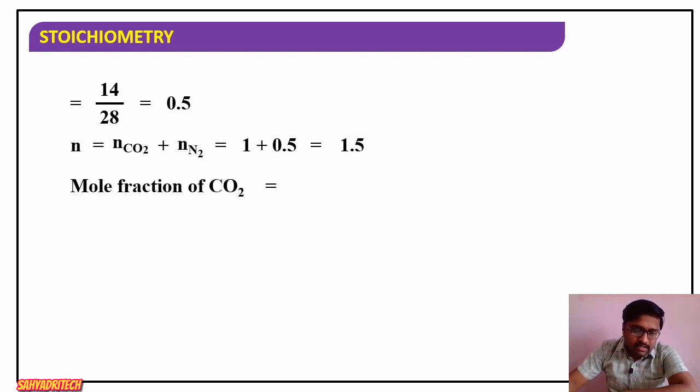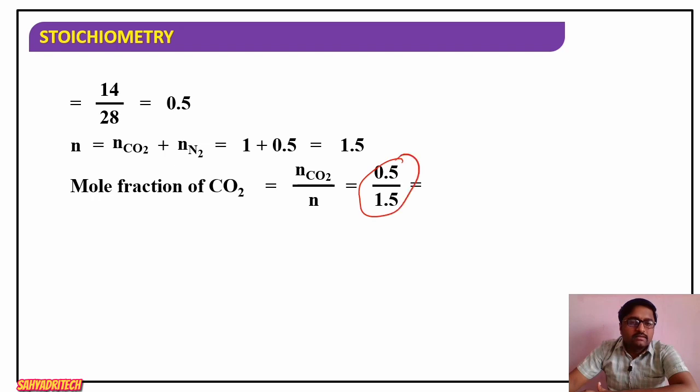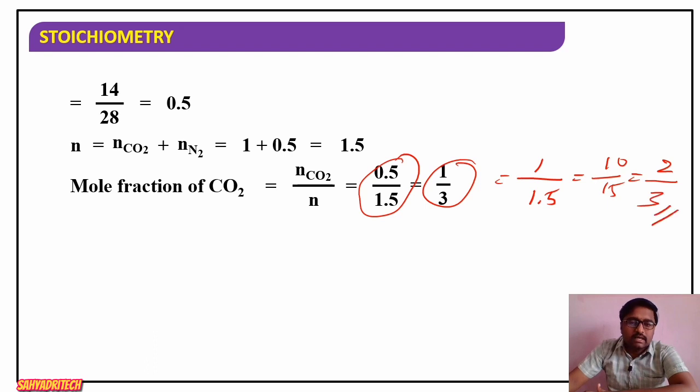Then mole fraction of carbon dioxide is equal to number of moles of carbon dioxide divided by total number of moles, that is 1 divided by 1.5. So mole fraction of carbon dioxide is 1 divided by total number of moles 1.5, that is 10 by 15, or I can say 2 by 3 is the answer.